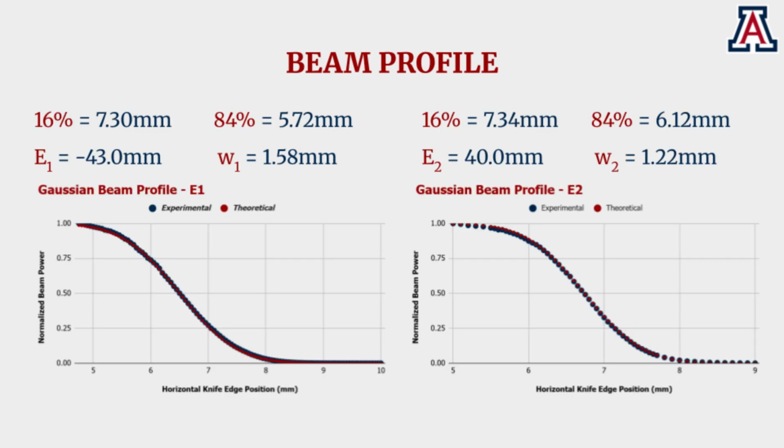Finally, the beam diameter at each location is calculated as the difference in knife edge position at 84% and 16% normalized intensity. Here we have our beam profile curves at E1 and E2 overlaid with the theoretical value from the calculated beam waist and profiling equations. We see a strong agreement with the theoretical values of our obtained beam radii of 1.58 mm and 1.22 mm at E1 and E2 respectively.